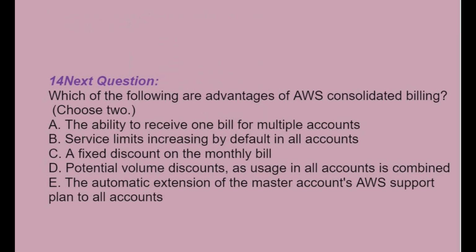Question is which of the following are advantages of AWS consolidated billing? Choose two options. Option A, the ability to receive one bill for multiple accounts. Option B, service limits increasing by default in all accounts. Option C, a fixed discount on the monthly bill. Option D, potential volume discounts as usage in all accounts is combined. Option E, the automatic extension of the master account's AWS support plan to all accounts. Correct answer is option A and option D.